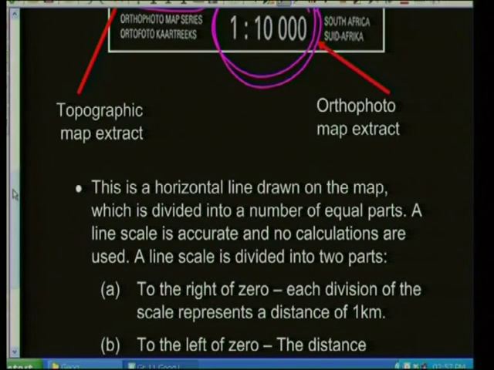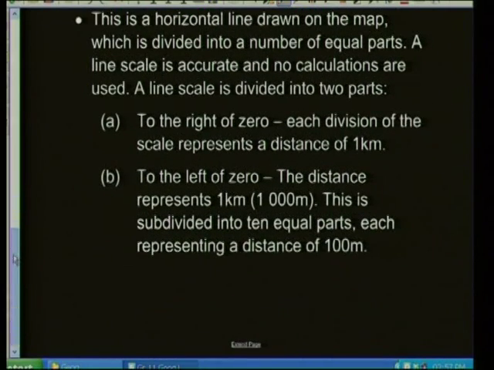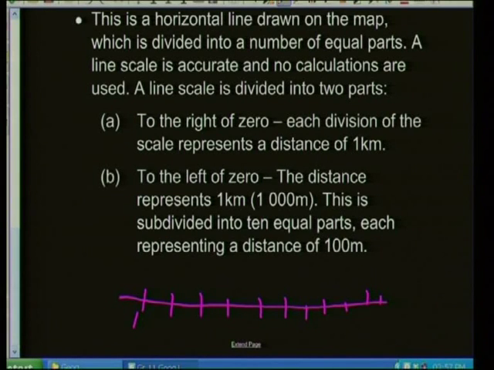Okay, let's look at the next scale, and I'm going to put a little heading here, the line scale. You find them at the bottom of the map. It's actually a straight little line, and it's divided into little sections. And of course it's very accurate. For instance, this could be 10 kilometers, 20 kilometers, and of course that'll be 40 kilometers.